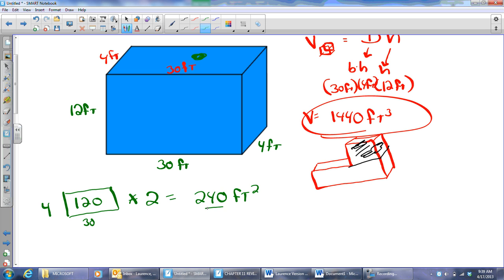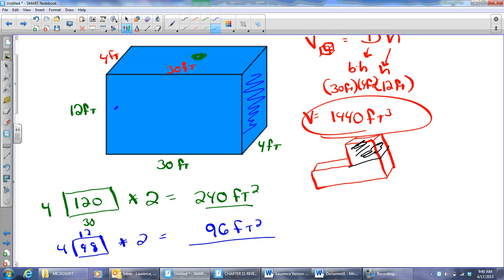Now I'm not done, because there's other rectangles. I see a 12 by 4 rectangle. 12 by 4, that would be like this side here. But wouldn't it also be over on this other side? So we're going to get 12 by 4, which is 48. But then we're going to multiply by 2. Why? Because there's two of them. All right, so that's going to be 96 feet squared.